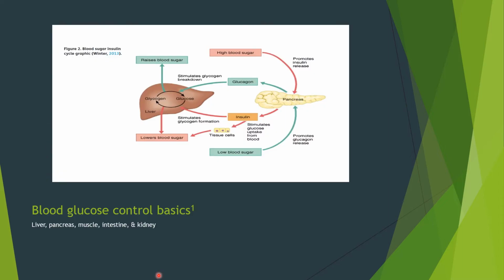So let's dive into blood glucose control basics. What we're looking at primarily, the things that regulate blood glucose levels. We're talking about the liver, pancreas, muscle, intestine, adipose tissue or body fat, and the kidney. We don't really need to discuss the kidney too much. We're going to start, we'll put our intestines right around here.